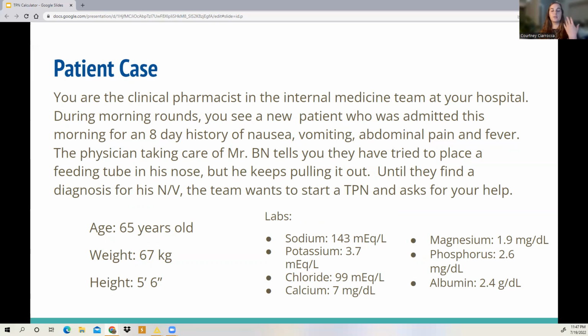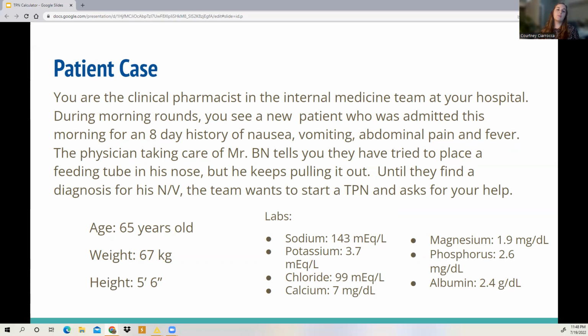And if he's pulling out his feeding tube in the nose, we obviously can't use that. And so the TPN is kind of our next solution for that. And so kind of what we know about him is he's 65 years old. He weighs 67 kilograms and his height is 5 feet 6 inches.